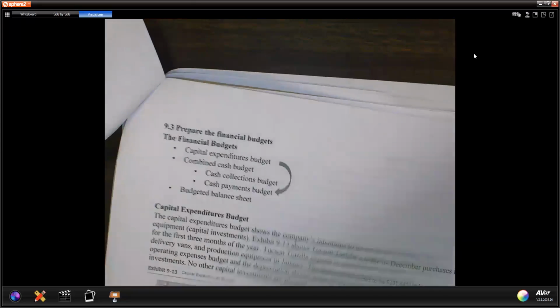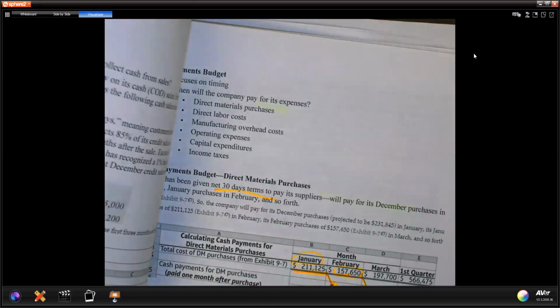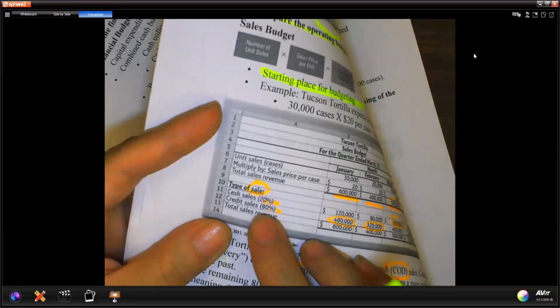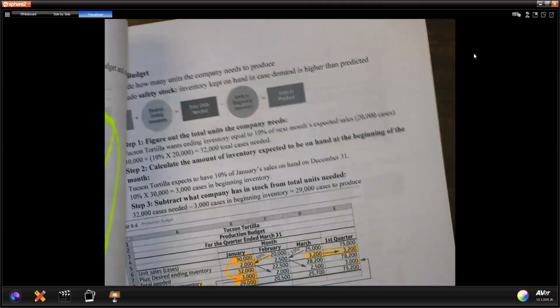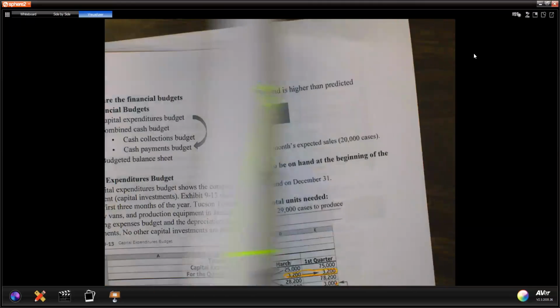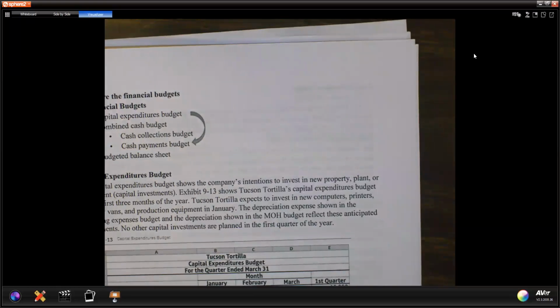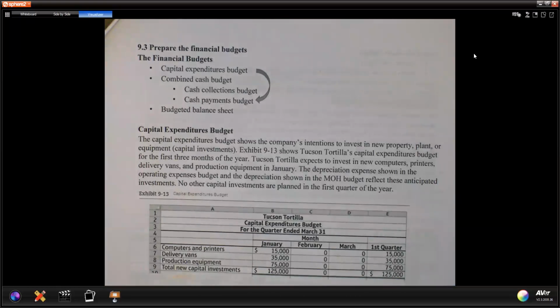Okay, so that's the first part, and we found out that they are actually related with your cash payment. Your credit sales are related with your cash collection, and all of your budgeted expenses are related with your cash payment. Okay, then there are some small items related with the cash.